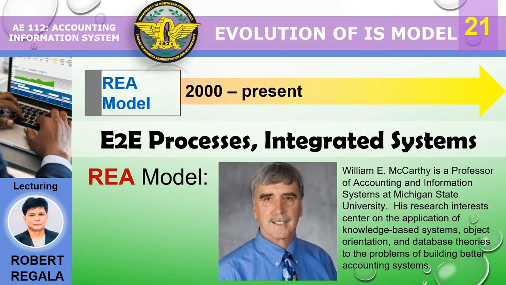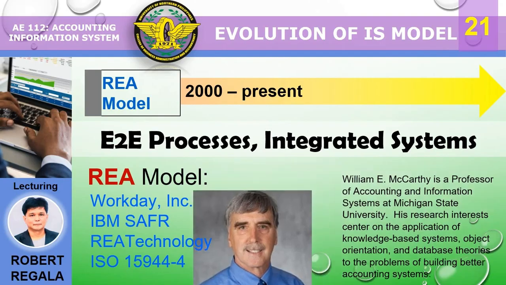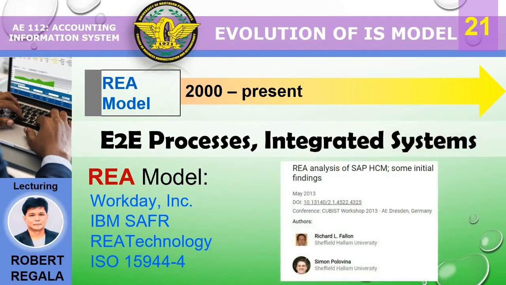Most companies cannot easily dismantle their legacy data warehouse systems, or are unwilling to do so. Workday Incorporated, IBM Scalable Architecture for Financial Reporting, REA Technology, and ISO 15944-4 are exceptions. Fallon and Polovina have, however, shown how REA can also add value when modeling current ERP business processes, by providing a tool which increases the understanding of the implementation and underlying data model.